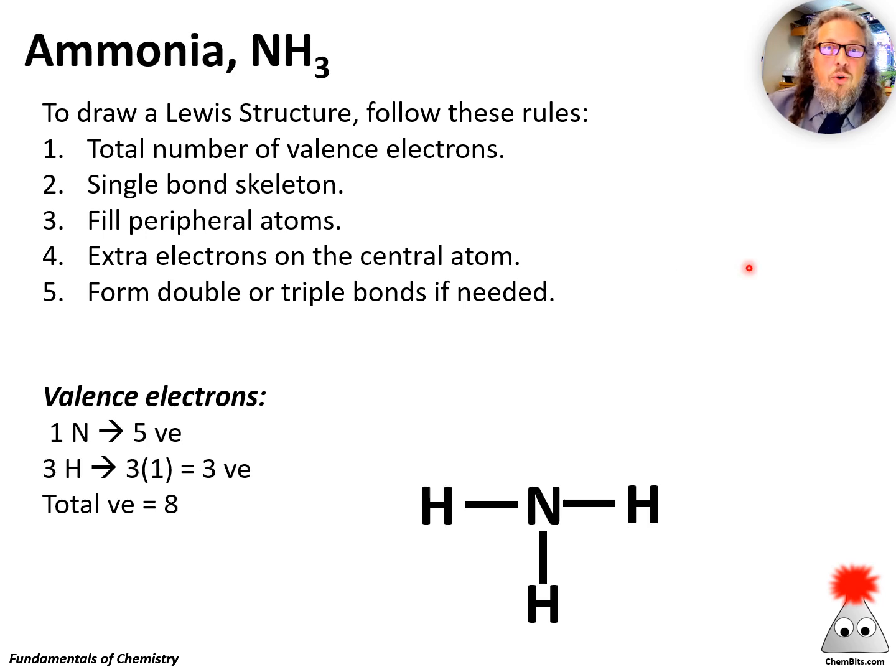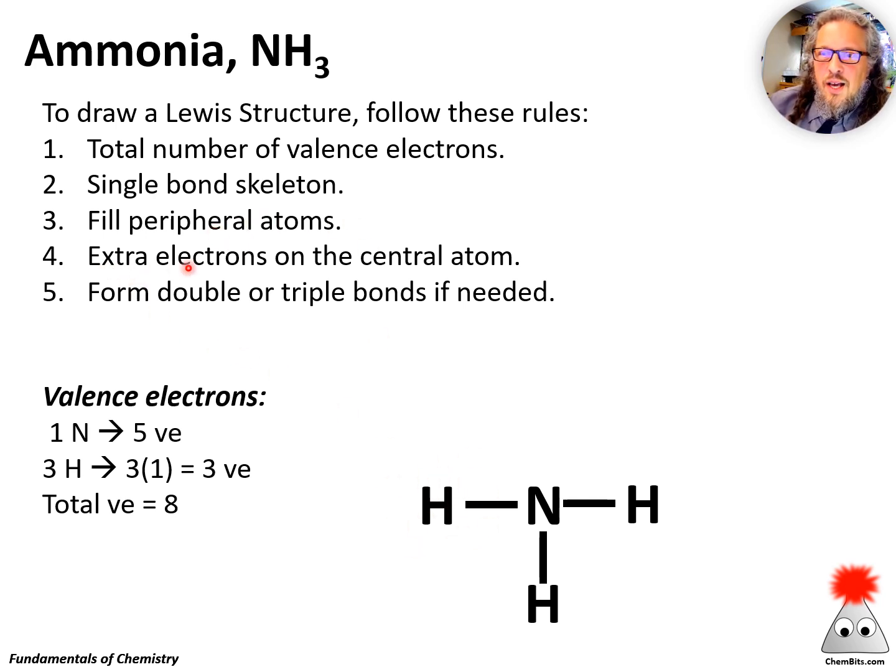What about ammonia, one of those common name molecules that we work with? Same process, total number of valence electrons. Nitrogen has 5 valence electrons. Again, look at that on the periodic table. Each of the 3 hydrogens has 1, so that's 3 valence electrons from hydrogen for a total of 8 for the whole molecule. Draw a single bond skeleton, 2, 4, 6 to the 3 hydrogens. That means that I've got, well, let's see, number 3, fill the peripheral atoms.